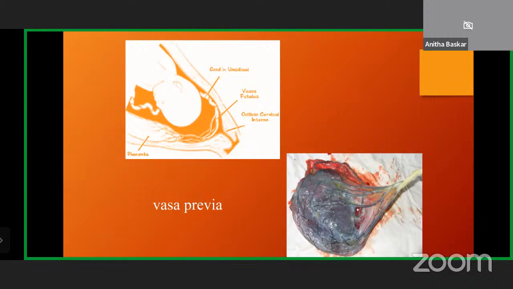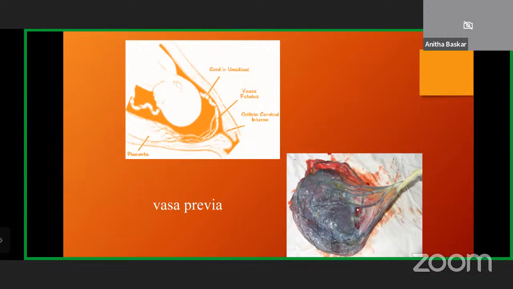You poke the hand into the internal os, and behind the lower edge of the placenta it should be cut out, and you have to rupture the membranes. First we have to deliver the baby, and then only you have to deliver the placenta. Manual removal of the placenta should never be attempted. It leads to atonicity of the lower uterine segment. So you have to wait for the spontaneous detachment of the placenta.